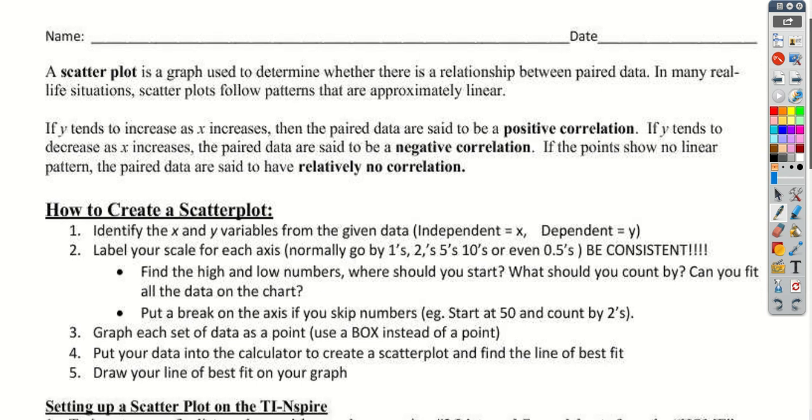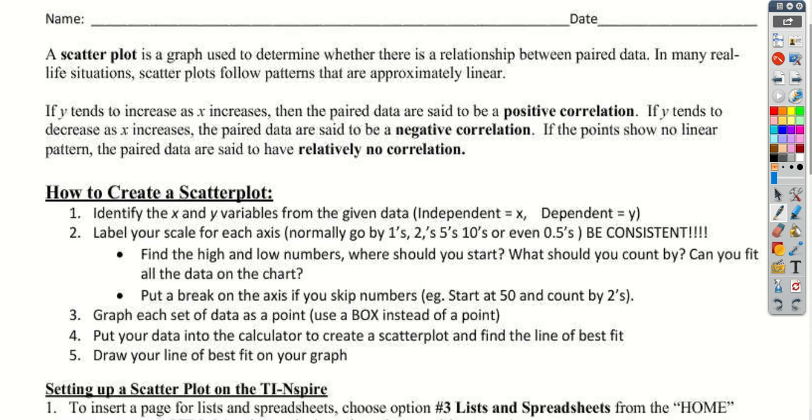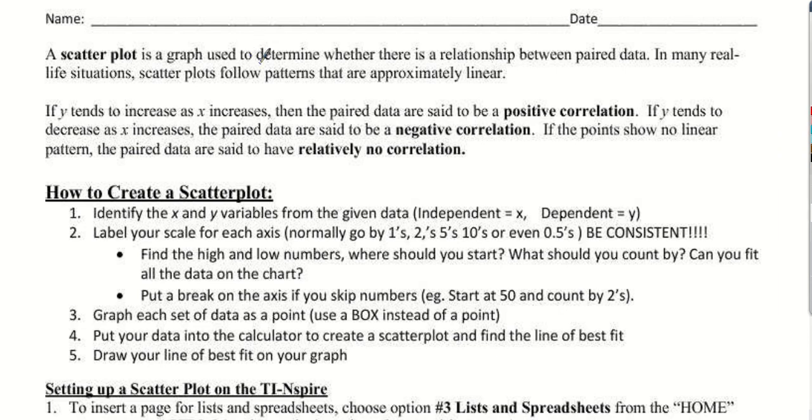But today we're going to talk about scatterplots. This worksheet's due tomorrow, okay? So it'll help you for your project here. A scatterplot is basically just like a graph, except we're going to use boxes instead of dots, okay? Remember, a scatterplot is used to determine a relationship, whether or not it is approximately linear. And we want to talk about whether there is a positive correlation, negative correlation, or no correlation.